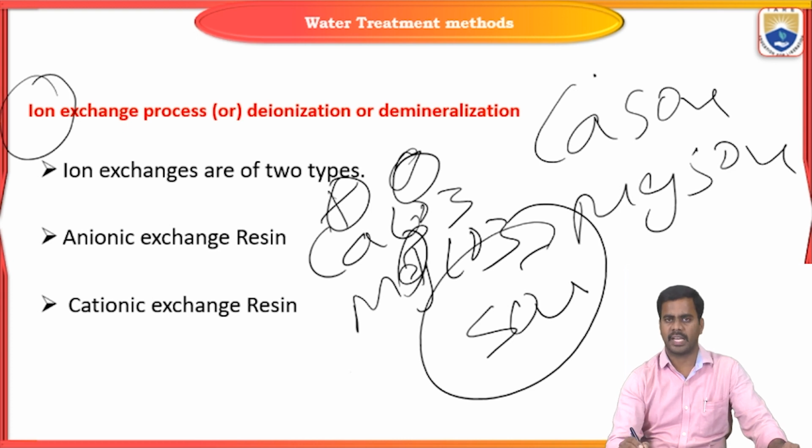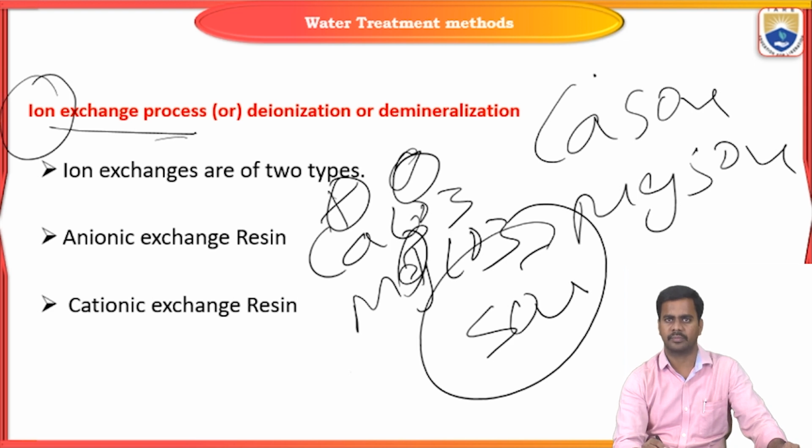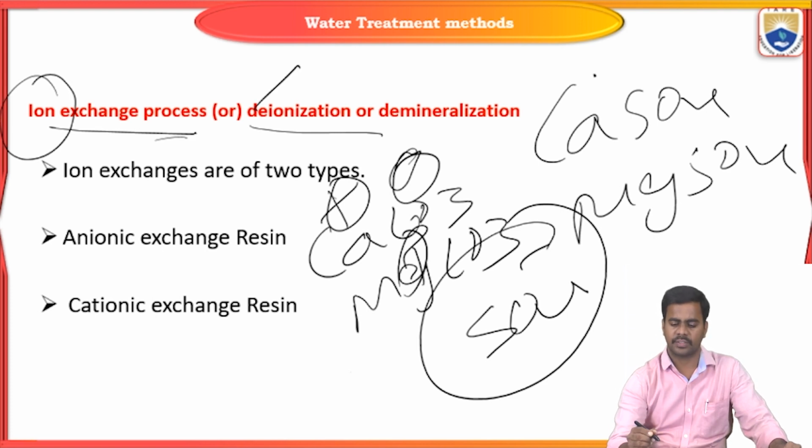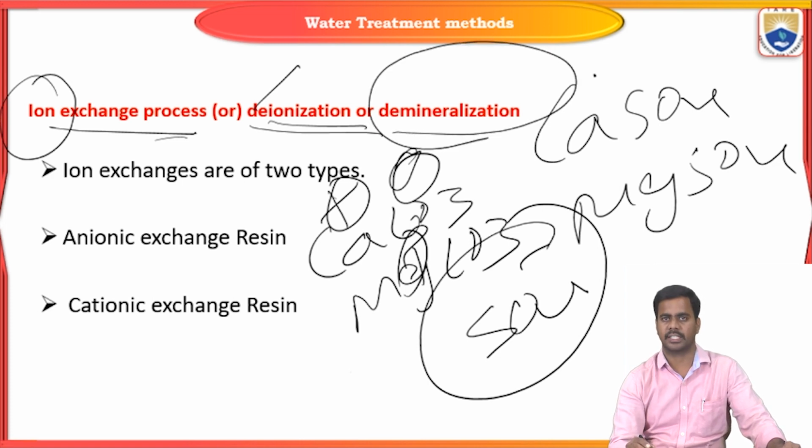These types of ions are exchanged by using this technology, which is known as ion exchange. That means exchange of hardness producing ions from water by other species. This process is also known as deionization. Here D stands for removal, ionization, that is removal of ions from water. And this is also known as the demineralization process.